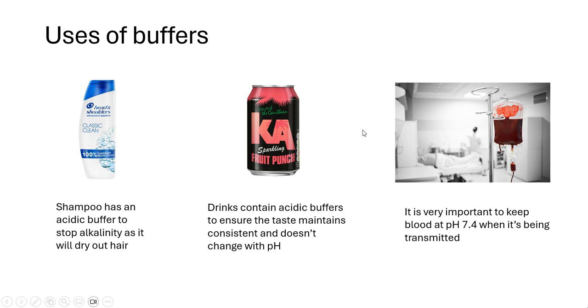Finally, let's look at some uses of buffers. Shampoo has an acidic buffer to stop alkalinity, because you can't let this solution become alkaline and put it in your hair, otherwise you'll dry out your hair. So it has an acidic buffer to make sure that it stays slightly acidic, perfect for your hair. Drinks contain acidic buffers to ensure the taste stays consistent, because if the pH changes, the taste can also change. And then blood: it's important to keep it at pH 7.4 when it's being transmitted, because you've got enzymes and all that stuff in there, and you need to keep that at a certain level.